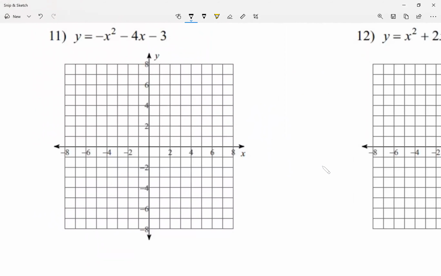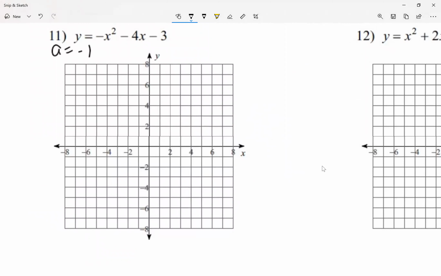I'm going to say my A value. Remember, I have to do A, B, C. For number 11, my A value is going to be negative 1. So I expect this to open down. My B value is going to be negative 4, and my C value is going to be negative 3.